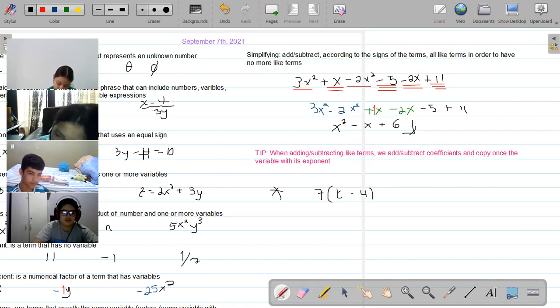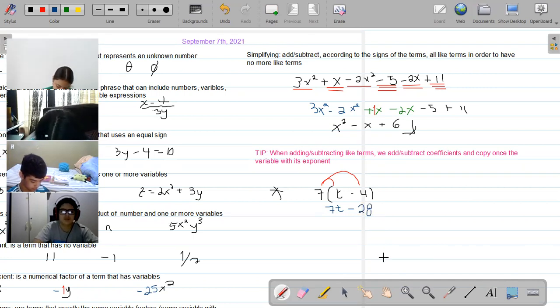Okay, and we are going to do the distributive property. 7 times t and 7 times negative 4. 7 times t, since they are different, one is a constant and one is a variable, you just go ahead and copy them and say 7t. Now, I got 7 times negative 4. I take into account the sign. Positive times negative, negative. And 7 times 4, 28.